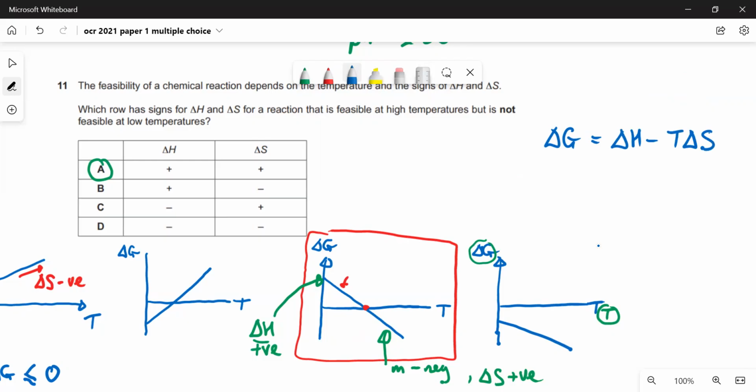Okay, well, we can see there, let's have a think about why it's A. Well, delta H is positive, and that's going to tend to make delta G positive. But at very high temperatures, if delta S is positive, all of this is going to be negative. And for that to become negative enough to cancel out that amount of positiveness, you've got to have a high value of T.